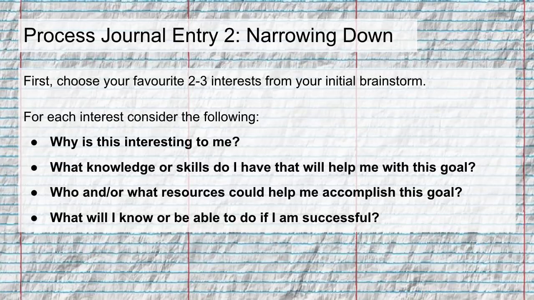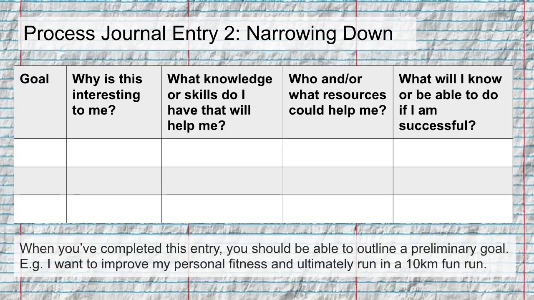And you may also want to start thinking about envisioning that success at the end. How will you know if you're successful? What will you be able to know or to do that you can't do now? And this can be, again, all done in your process journal. You can write them out in paragraphs, or if you want to be a bit more visual, a bit more linear, you can also do it in a chart such as this.